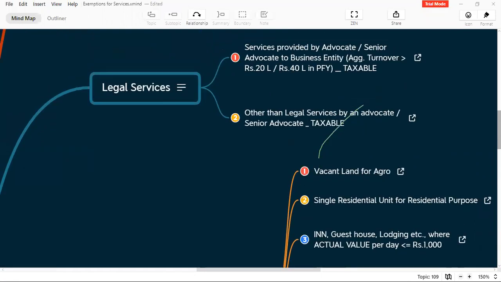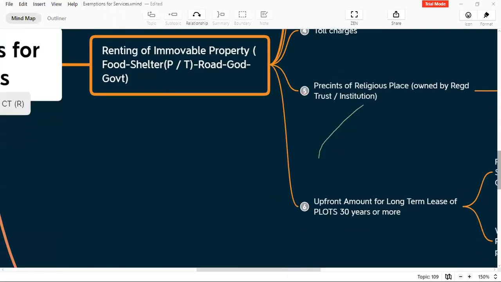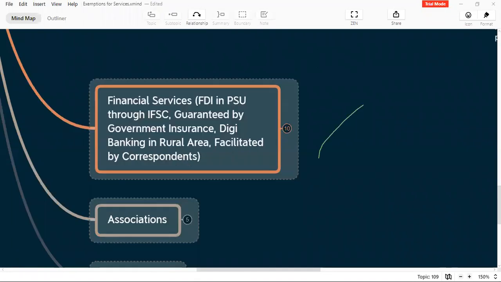So we have now seen BASHAR plus R, the legal services, then food, shelter, road, garden, government. This is what we have seen as the third industry. So we have effectively seen about 25 exemptions. Now we move on to the next exemption, which is related to financial services. That's the next part we will discuss.